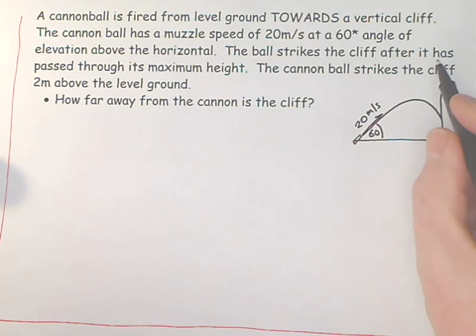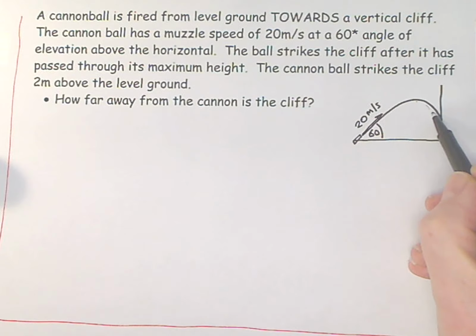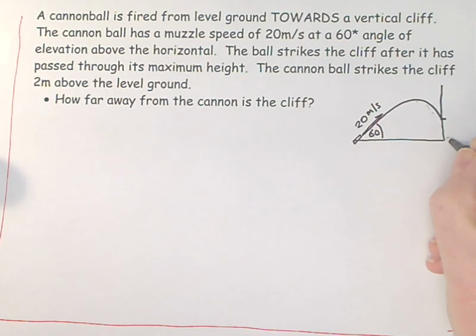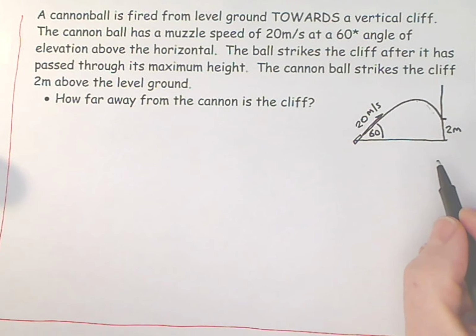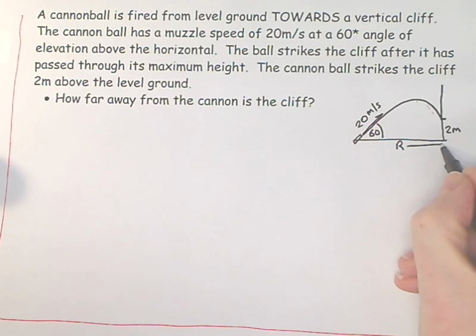The ball strikes the cliff after it has passed through its maximum height, so it's on its way down, and the cannonball strikes the cliff 2 meters above the ground, so this here is 2 meters. Okay, so it says how far away from the cannon is the cliff, so we want to find this value here.